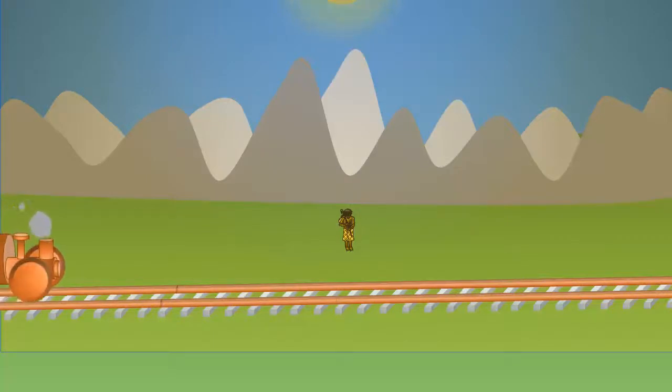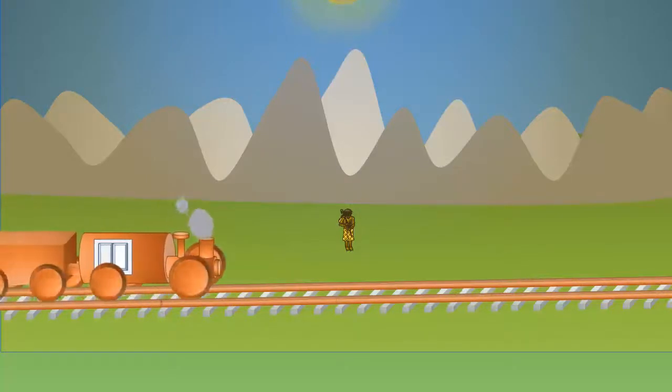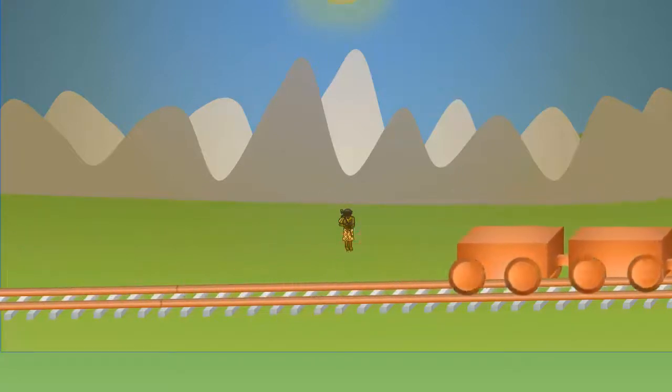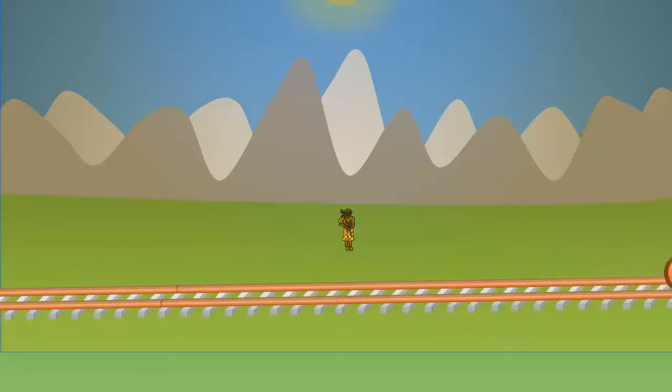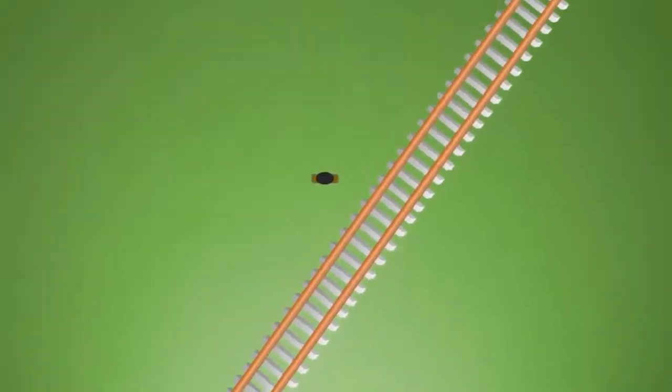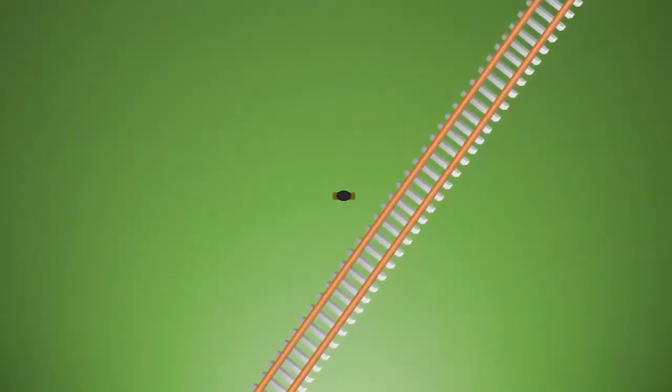A man is standing and watching the train passing through him. The train runs on the track. The tracks are parallel to each other. The person and the tracks lie on the same plane.